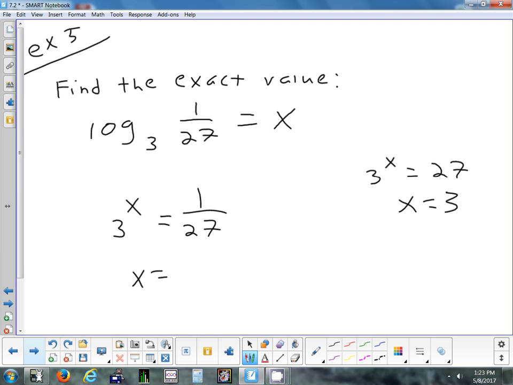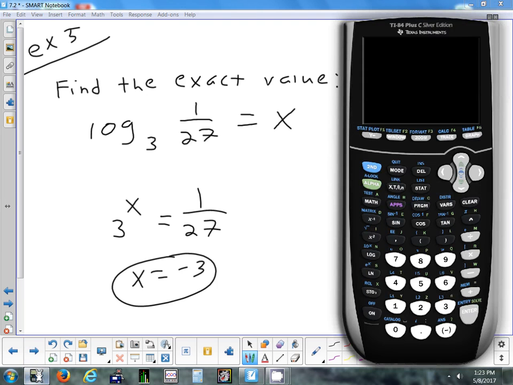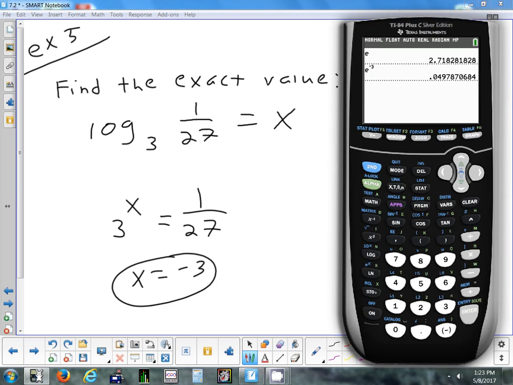Yeah? Negative 3. Negative 3. Anytime you want to get a fraction, 1 over something, your exponent has to be a negative. And you can check it. Just plug in negative 3 for x and see if it works. Try 3 to the negative third power. You get 0.037. And now divide 1 by 27 and see if you get the same thing. And you do. Okay. So it's correct.